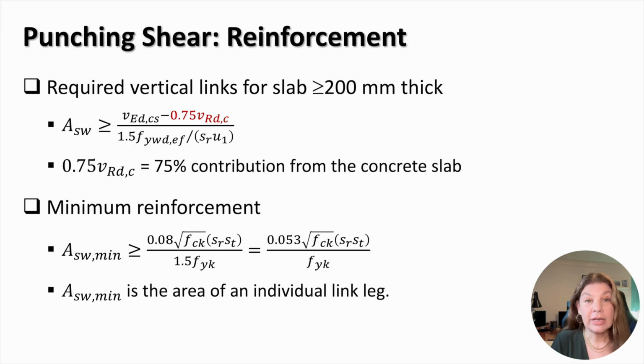The area of an individual link leg should not be smaller than the minimum area that is calculated depending on the concrete and steel yielding strength, as well as on the radial and circumferential spacing of links. And that concludes our focused look into punching shear design, including critical perimeters and detailed reinforcement, ensuring robust slab-column connection safety.